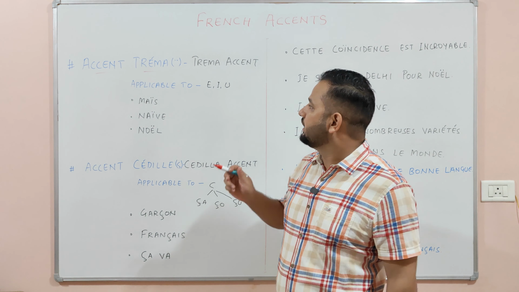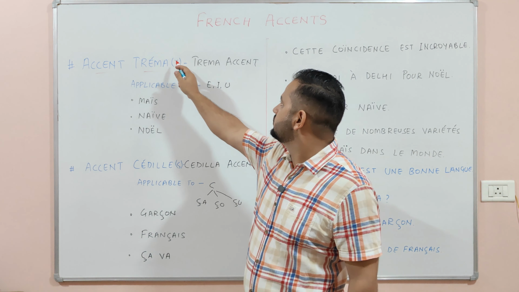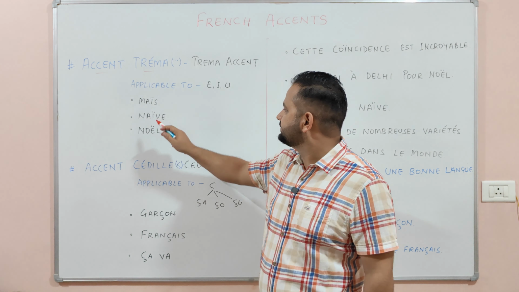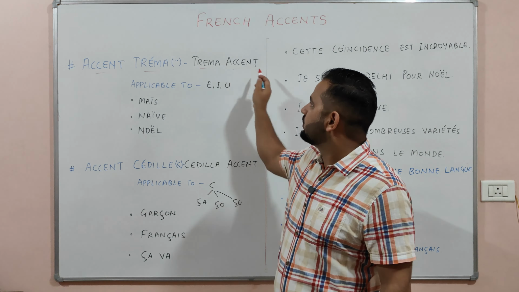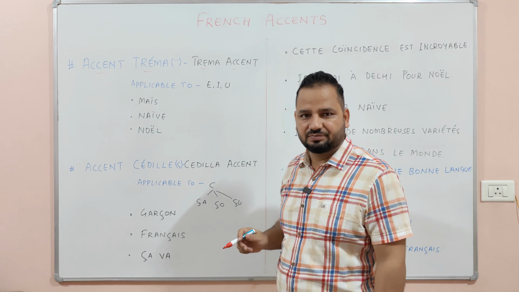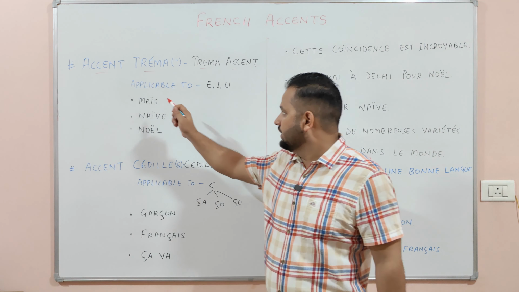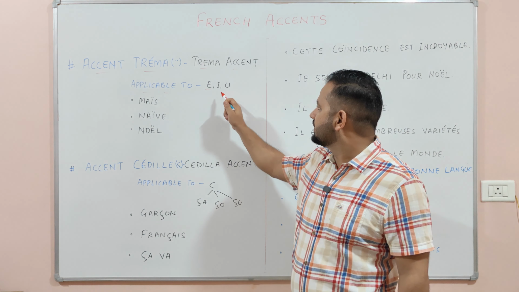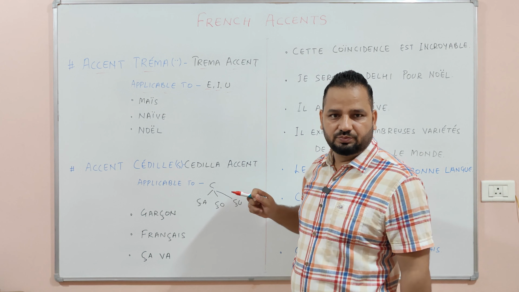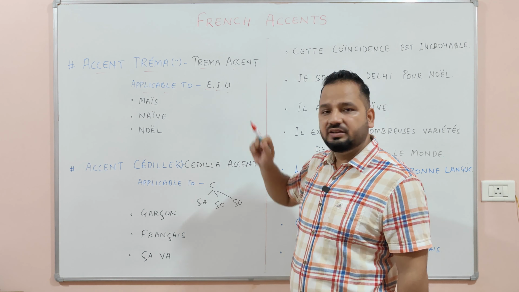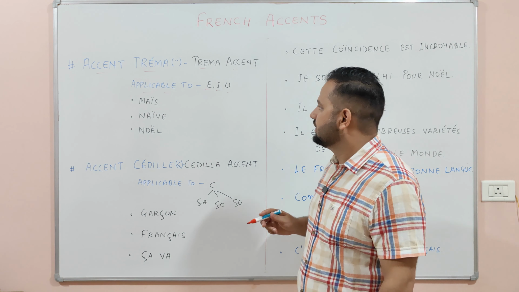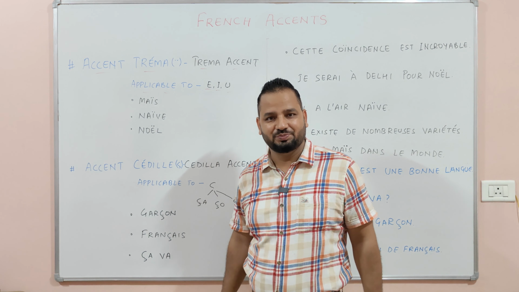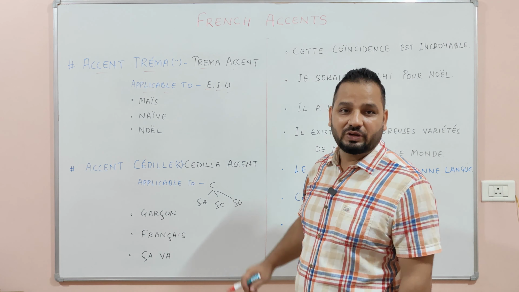Accent tréma. And we are denoting this accent with two dots. Correct? Like this. And in English, we call it tréma accent. Right? This accent is applicable to E, I, and U. Right? So, what does it do?